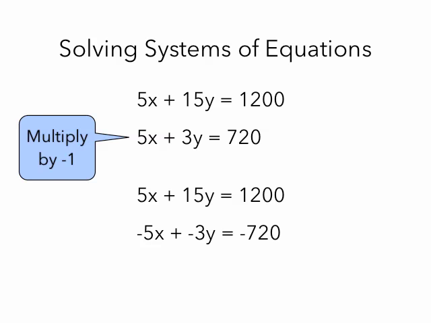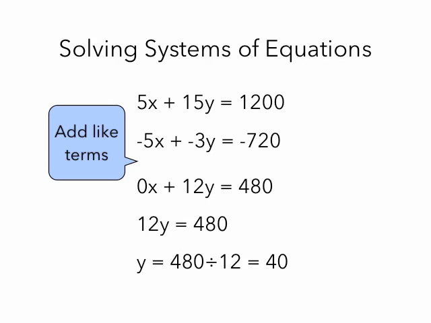When we go ahead and put those together, we add the like terms, so 5x and -5x gives us 0x, and that's what we want. We want to get rid of either the x's or the y's. The 15y plus the -3y gives us 12y. 1200 take away 720 gives us 480. So the x's are gone. We just have 12y equals 480. We divide both sides by 12. We find out that y does indeed equal 40.